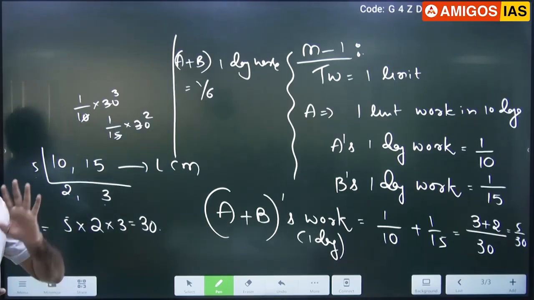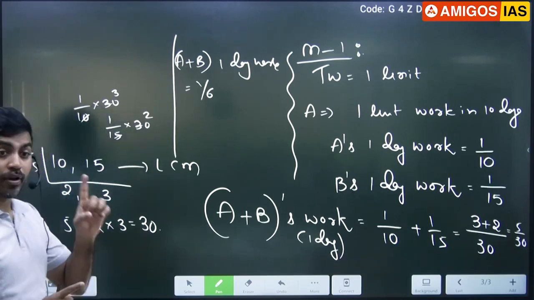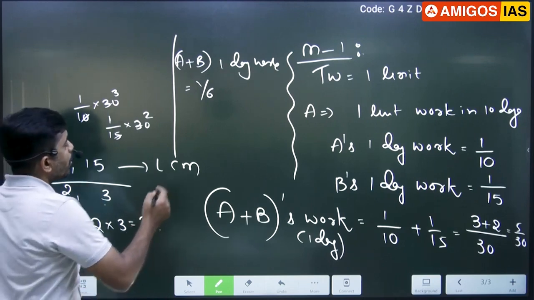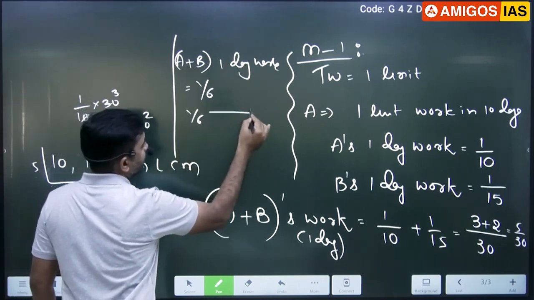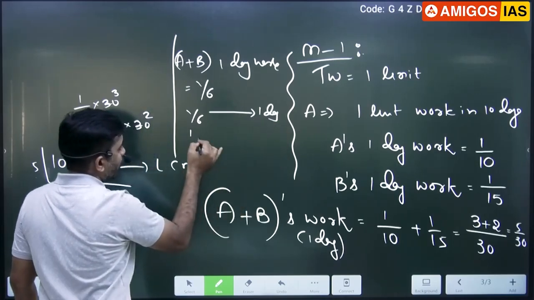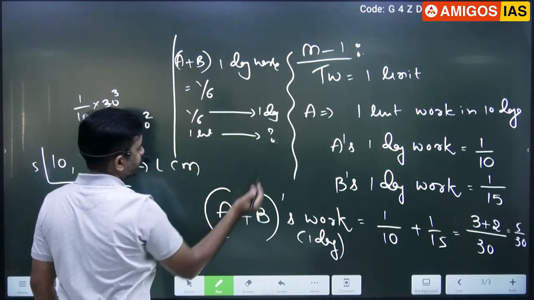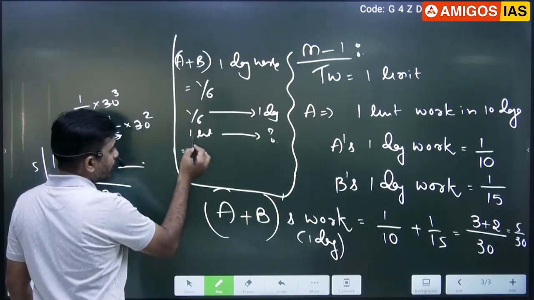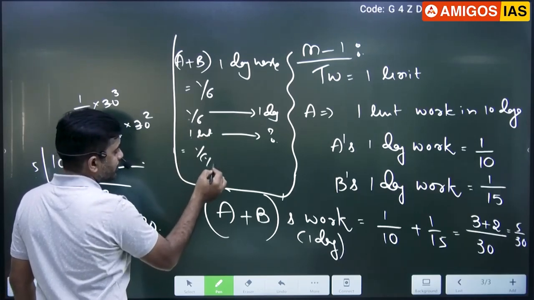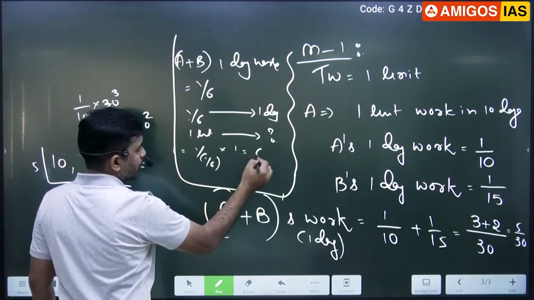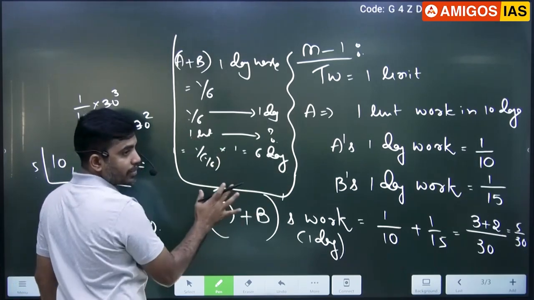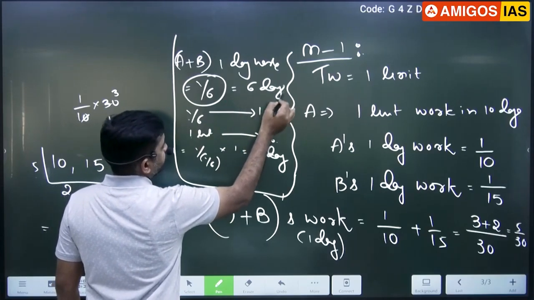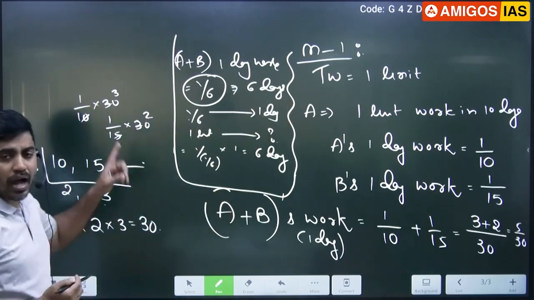So for 1 unit, how many days will they take? For 1 unit, what is total work? It is not 1 by 6, it is 1. So for 1/6 the time is 1 day. For 1 unit, what is the time? 6 days. Actually the step is 1 divided by 1 by 6 into this 1, you will get 6 days. But this much is not required. Just reverse the last fraction. We got 1 by 6. Answer is 6 days.